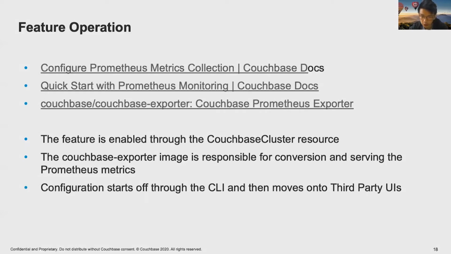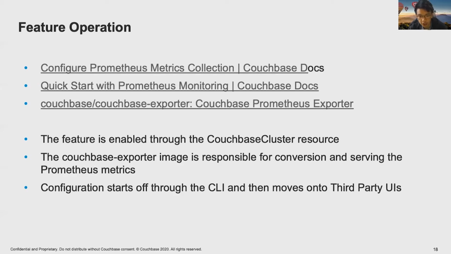Feature operation. How does this work within the Couchbase Autonomous Operator, you may ask? So we basically enable this feature through the Couchbase cluster resource. The exporter image is then responsible for conversion and serving to Prometheus metrics, which is filled in as a default, but then can also be overridden within the YAML for the Couchbase cluster resource.